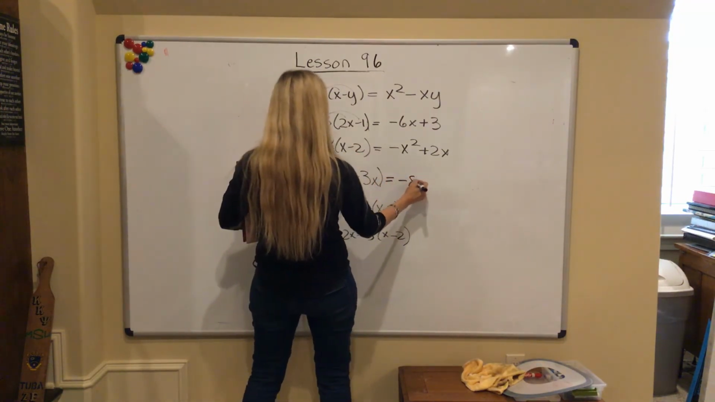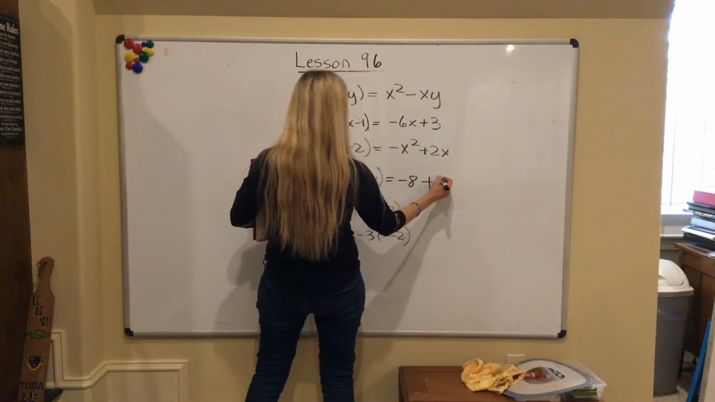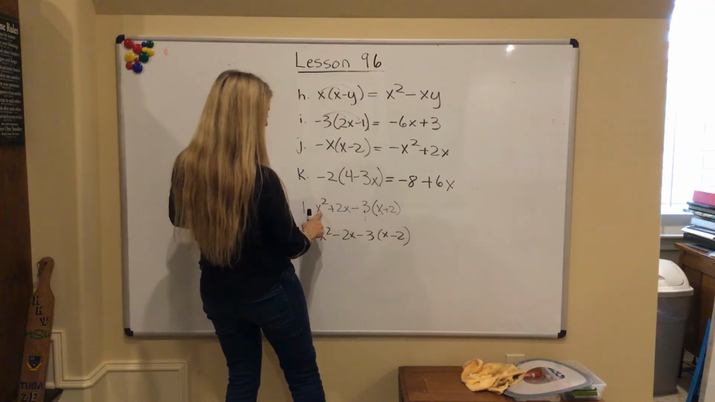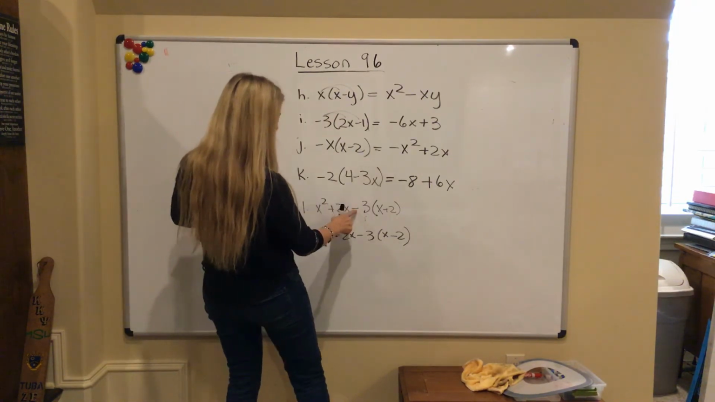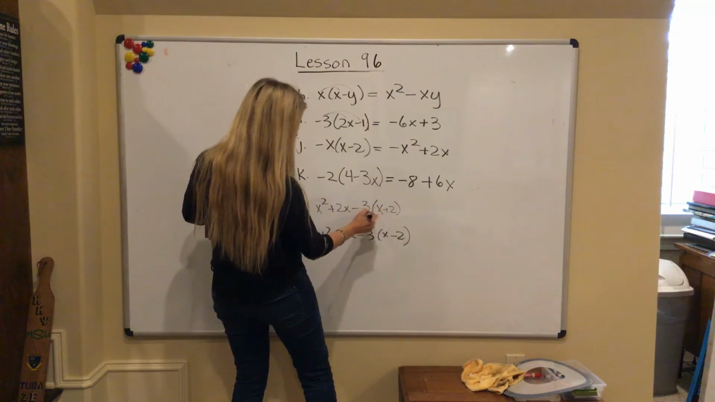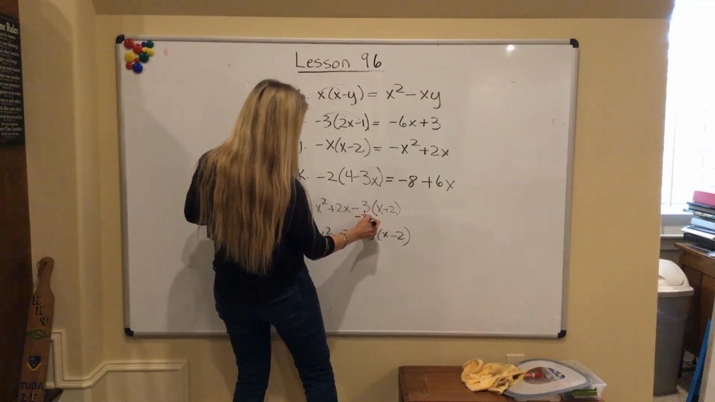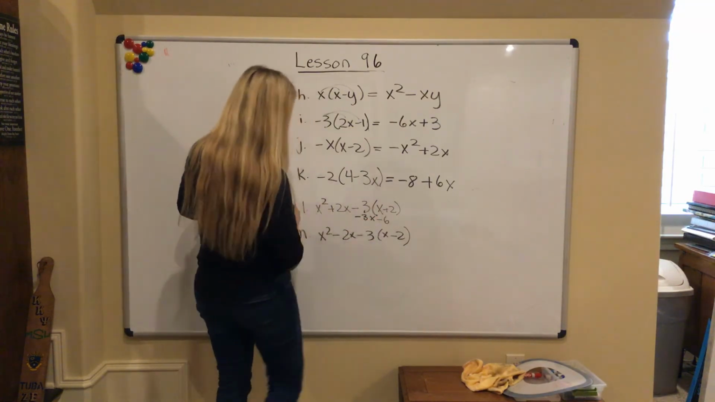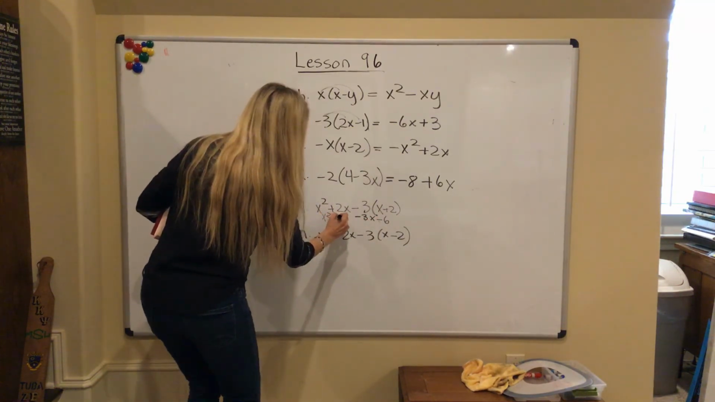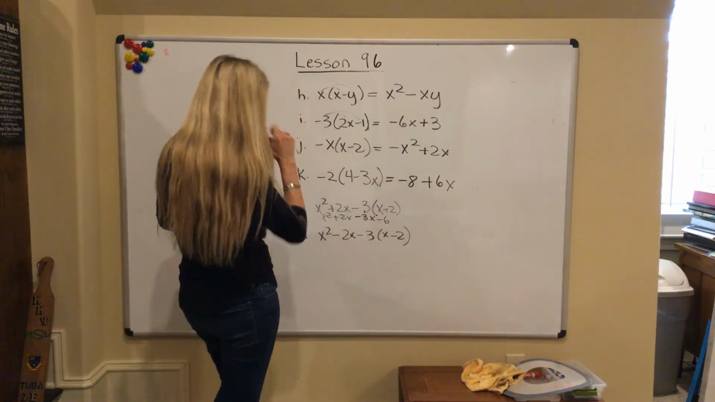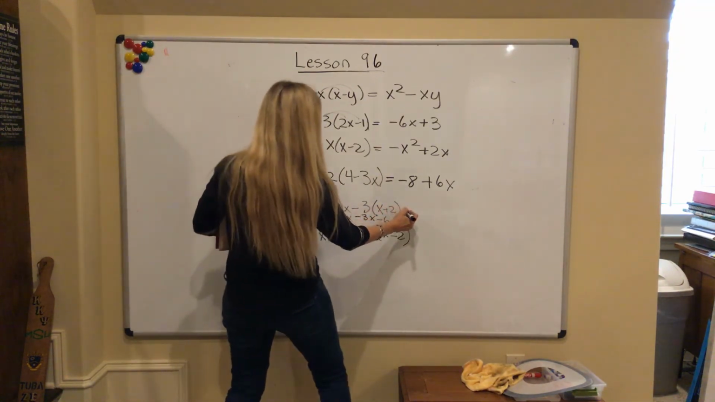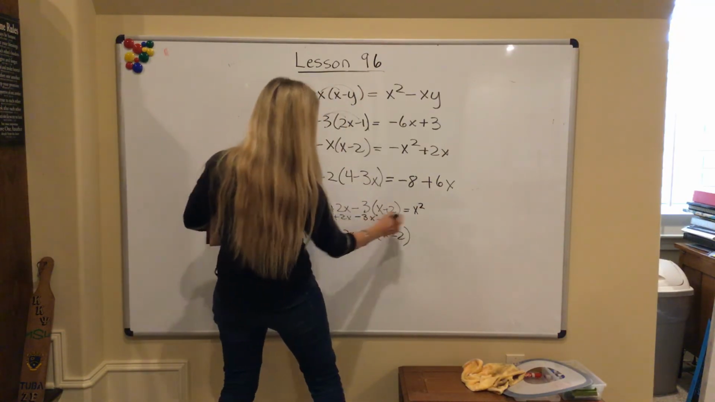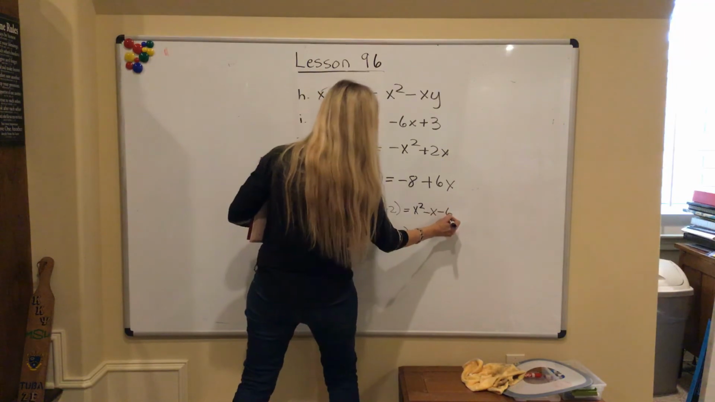This would be negative 8 plus 6x. This one you're going to have to do in a couple of different steps. You have x squared plus 2x minus, so here you have to do this part, which would give you minus 3x minus 6. Okay, so you'd have x squared plus 2x minus 3x minus 6. And I'm going to write the answer out here. The answer would be x squared, 2x minus 3x would be negative x, and then negative 6.